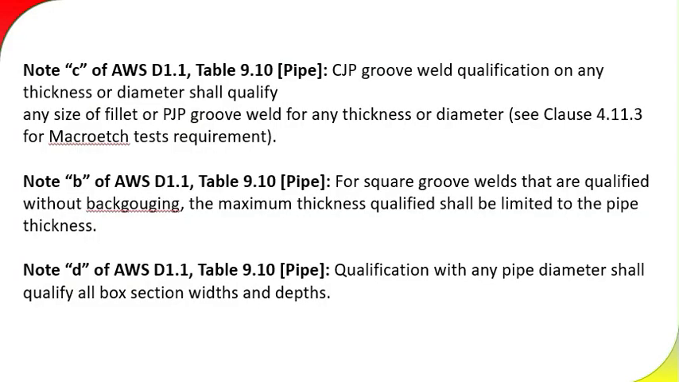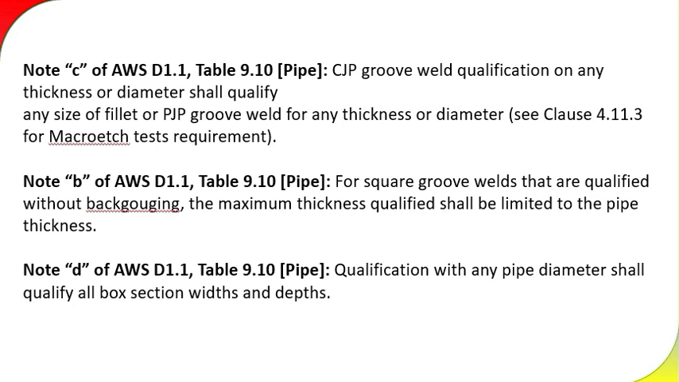If you see note C of AWS D1.1 table 9.10, CJP groove weld qualification on any thickness or any diameter shall qualify any size of fillet or PJP groove weld. Means if any joint is qualified in CJP groove weld, then it is also qualified for PJP and fillet weld. So you can see clause 4.11.3.